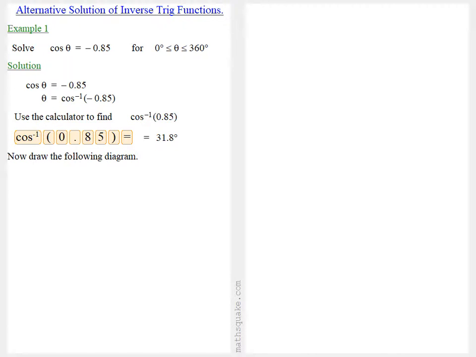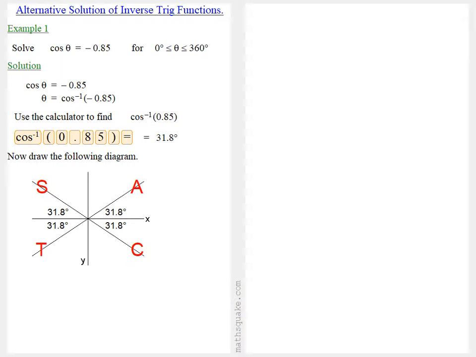Now, we draw a diagram. We start with the x and y axes, and we draw two diagonal straight lines intersecting each other at the origin. Now, we write 31.8 degrees just above the positive x-axis, just above the negative x-axis, just below the negative x-axis, and just below the positive x-axis. Then we write the letters A, C, T and S going clockwise around from the first quadrant. The word ACTS is an acronym for all, cosine, tangent and sine, and this tells us which quadrants are positive.